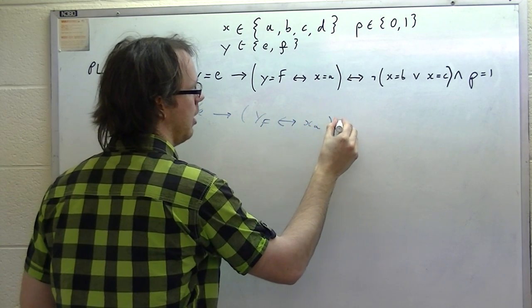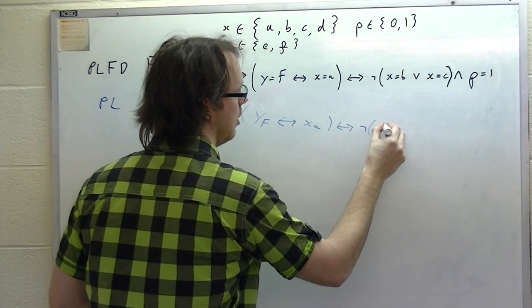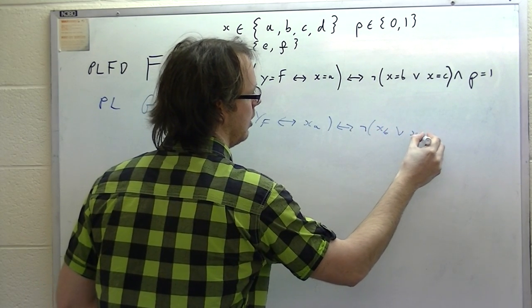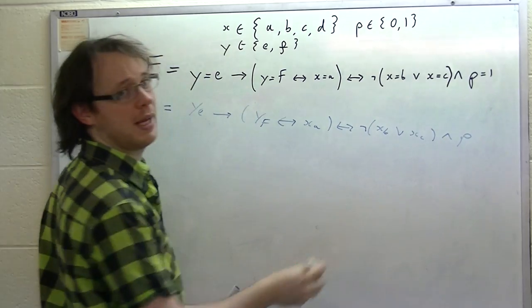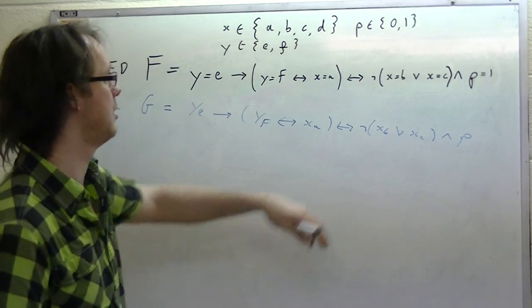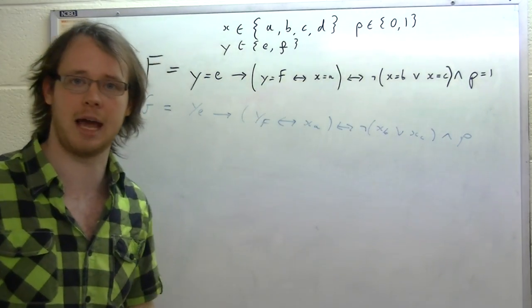So ye implies yf equals xa, xb or xc, and p. Note p just remains p because it's already a propositional variable in F.